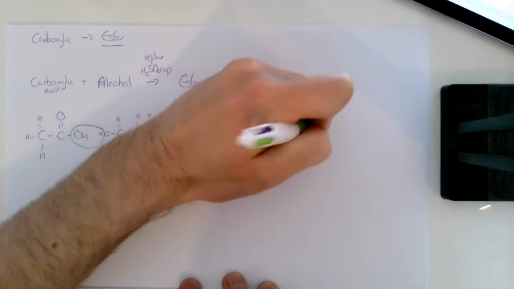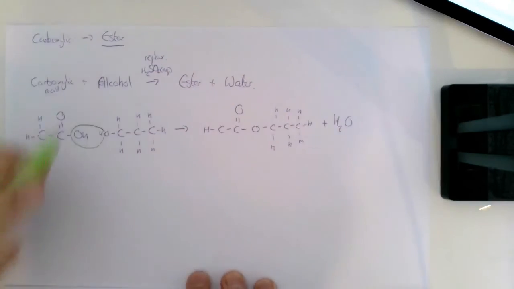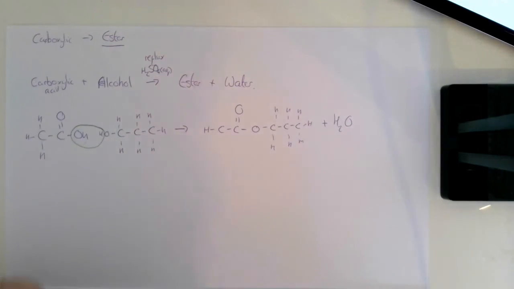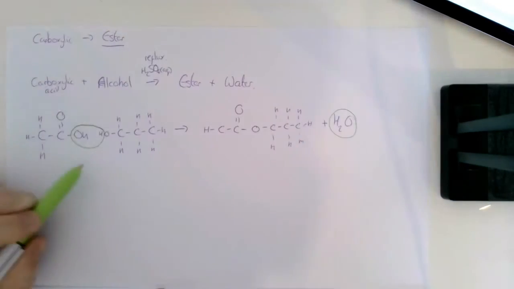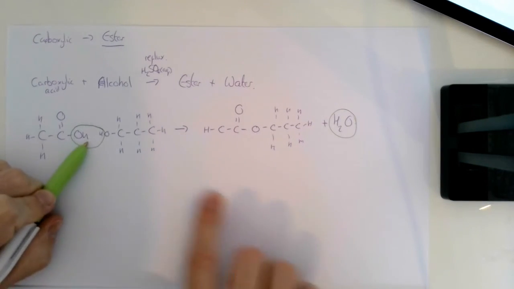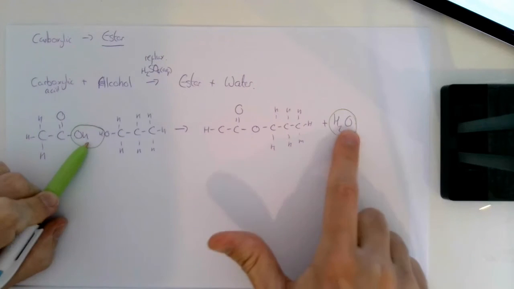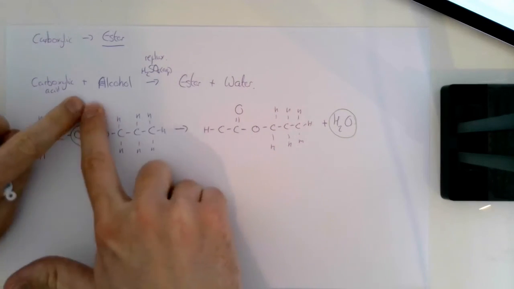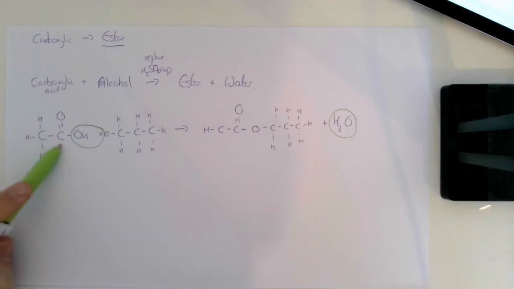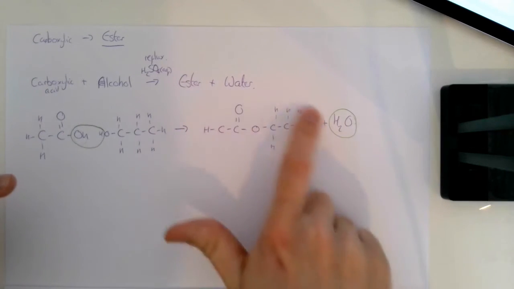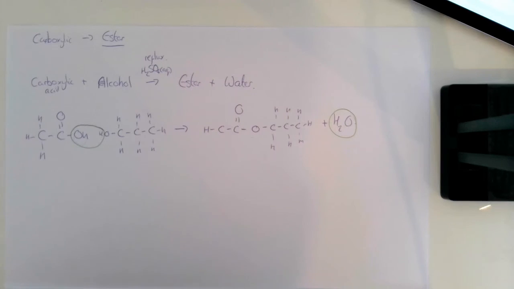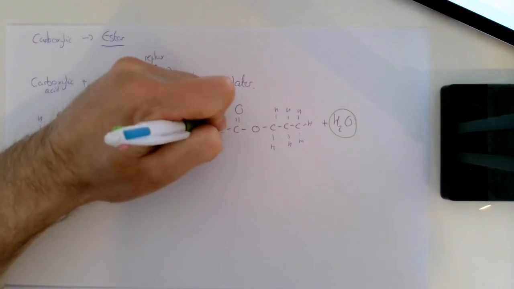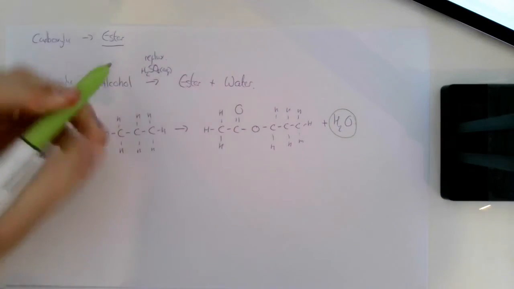plus H2O. So there's the H2O that I circled over here. It's an example of a condensation reaction because it's producing water. Two things are coming together to produce water, and it's connecting together. So this is an ester. There's some hydrogens. This is what an ester looks like.